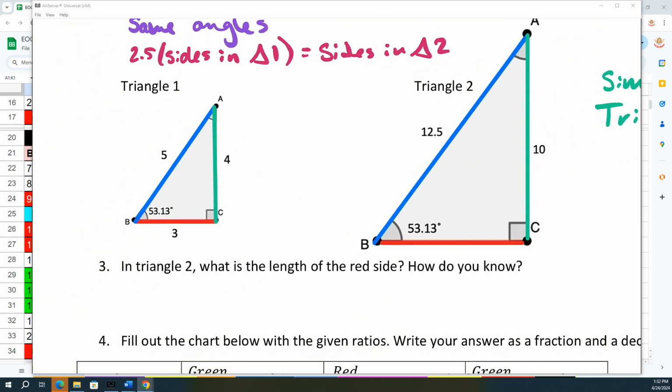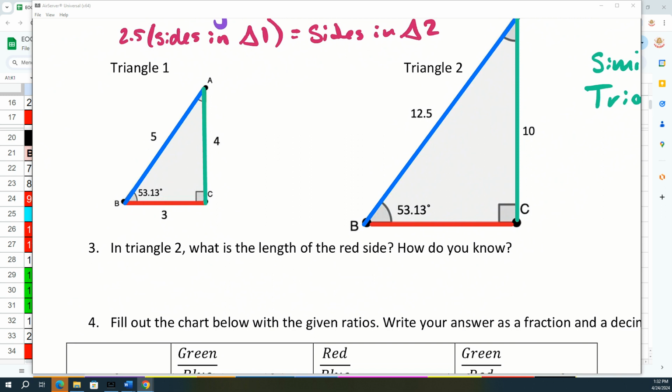All right, so let's say we wanted to find this red side on triangle 2. What would we do? No, we don't have to. We can do something quicker. Take 3, multiply it by 2.5, and that's 7.5. So let's label it 7.5, please.